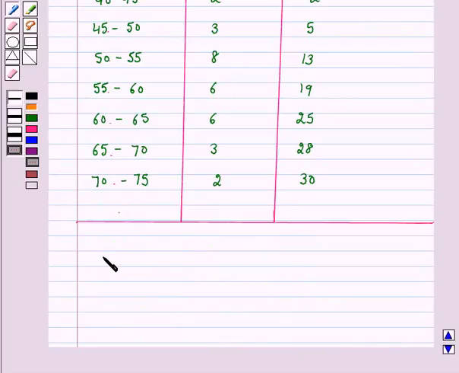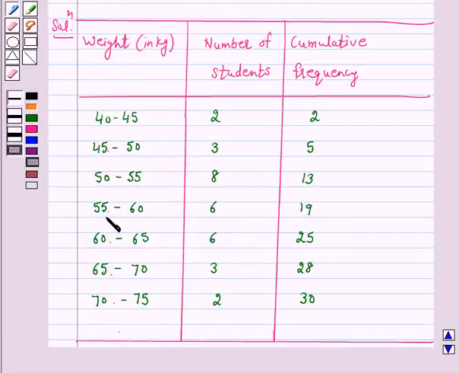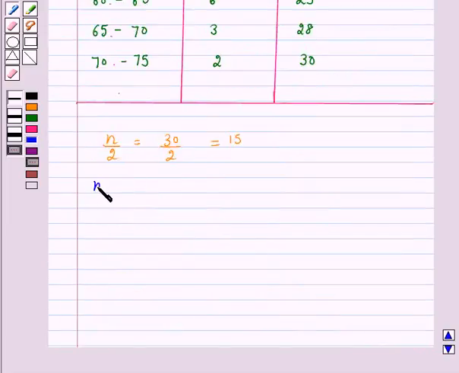Now we have n by 2 is equal to 30 upon 2, which is equal to 15. Now 55 to 60 is the class whose cumulative frequency 19 is greater than and nearest to 15. So the median class is 55 to 60.